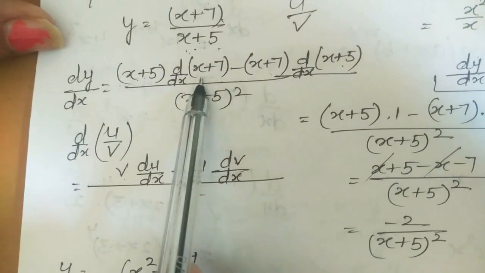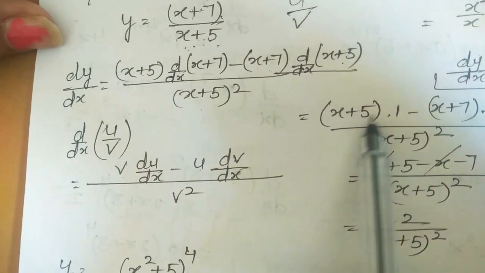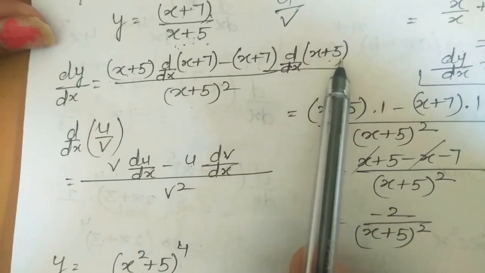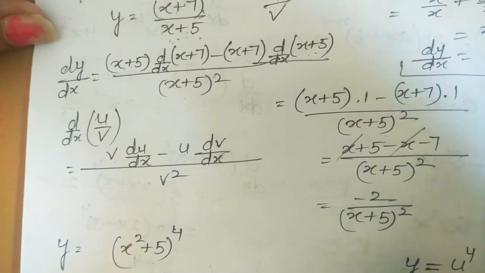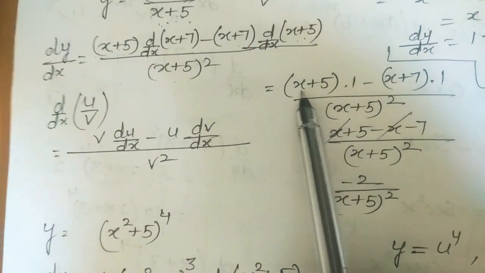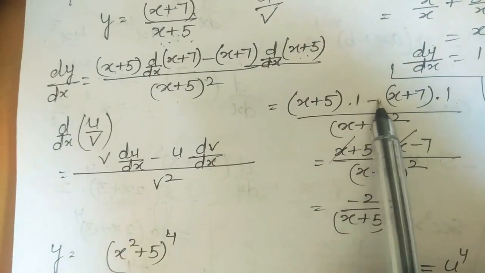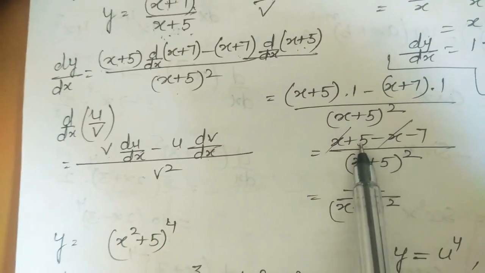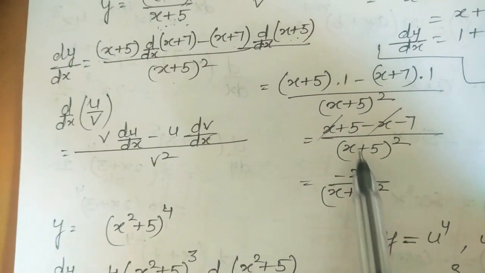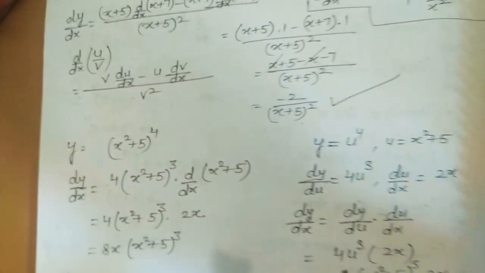So (x plus 5), v as it is, times the derivative of (x plus 7), minus (x plus 7) as it is times the derivative of (x plus 5). What is the derivative of (x plus 7)? The derivative of x is 1 and of 7 is 0, so it is 1. Here the derivative of (x plus 5) is 1 because the derivative of x is 1 and of 5 is 0. So after multiplication, x plus 5 here, minus (x plus 7) with a minus sign, we will take both minus. So x cancels with x, 5 minus 7 is minus 2, upon (x plus 5) whole square. This is the answer.